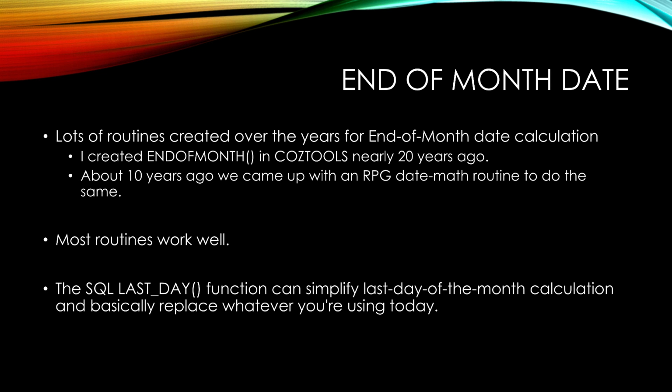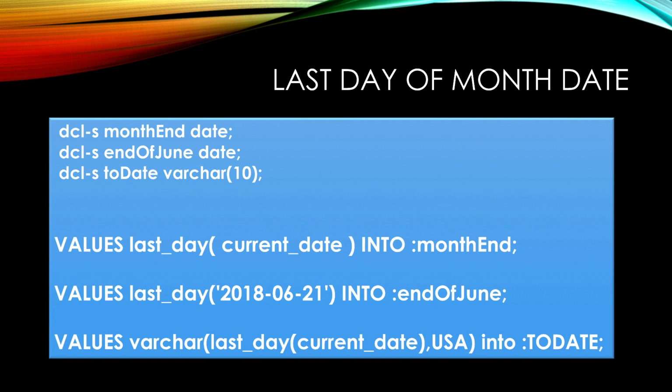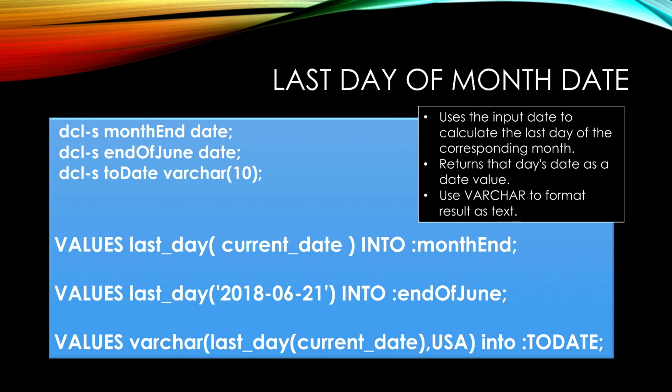SQL, however, now provides a LAST_DAY function that simply takes a date and returns to you the last day of the month that's represented by that date. Here's an example. We're going to try this 3 different ways. So I have 3 different RPG variables declared: monthEnd, endOfJune, and a character variable named toDate. The first one uses the current date and calculates the last day of the month for the current date and stores that in a field called monthEnd.